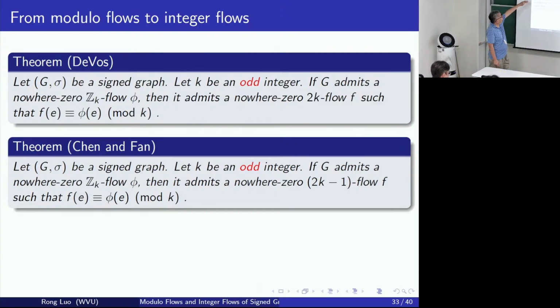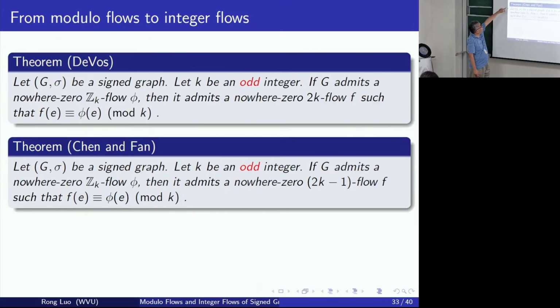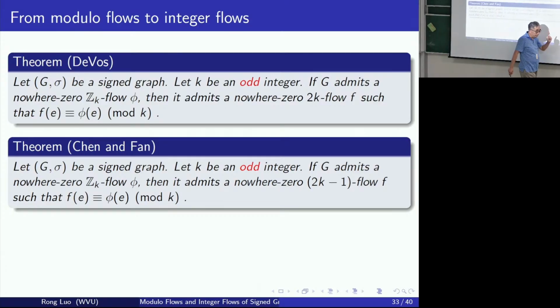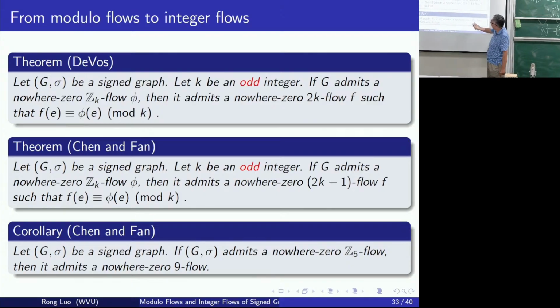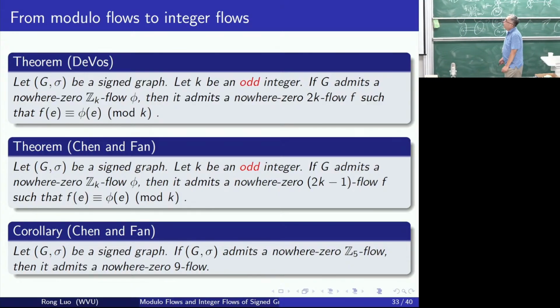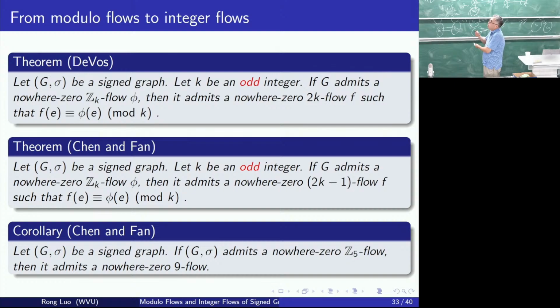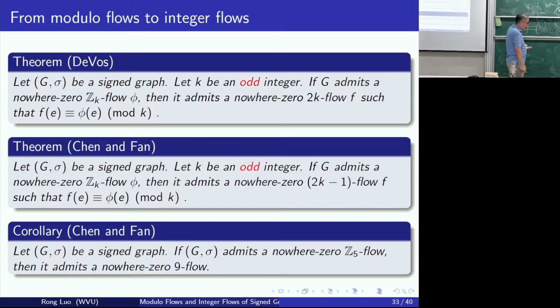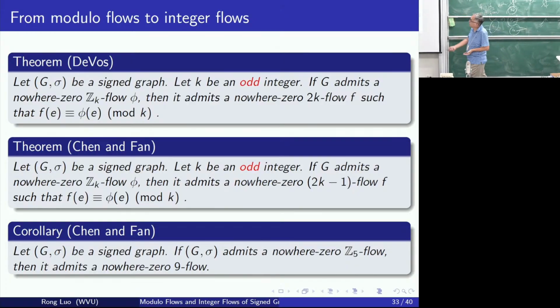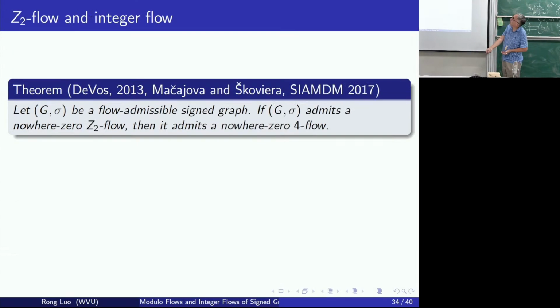Chen and Fan also improved that result to a 2k minus 1 flow. From here you can see that one particularly interesting case is k equal to 5. A Z5 flow implies what? 2 times 5 minus 1 is 9. So a Z5 flow implies a 9 flow. And since we already have the 11 flow theorem, of course a Z6 flow implies an 11 flow, since Z6 always implies 2k minus 1, and a Z7 flow also implies an 11 flow. So we don't need to look at the large cases, we need to look at the small cases.